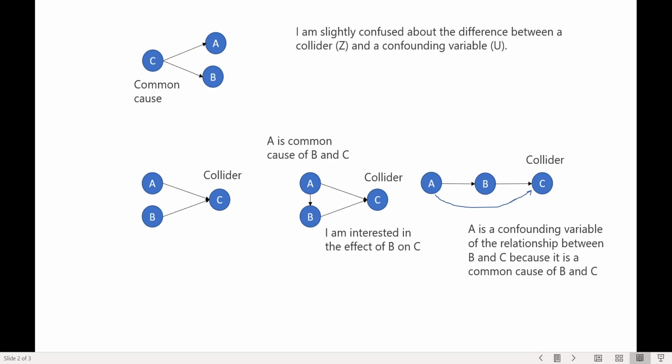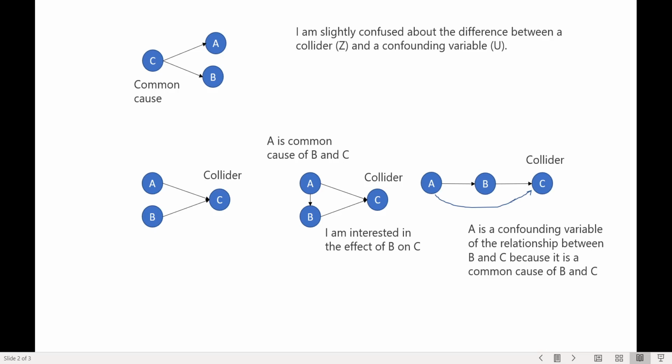Now, there are two questions that I'm going to answer in this video. The first one is related to causal models or DAGs, directed acyclic graphs. The question is, I'm slightly confused about the difference between a collider, Z, and a confounding variable, U.